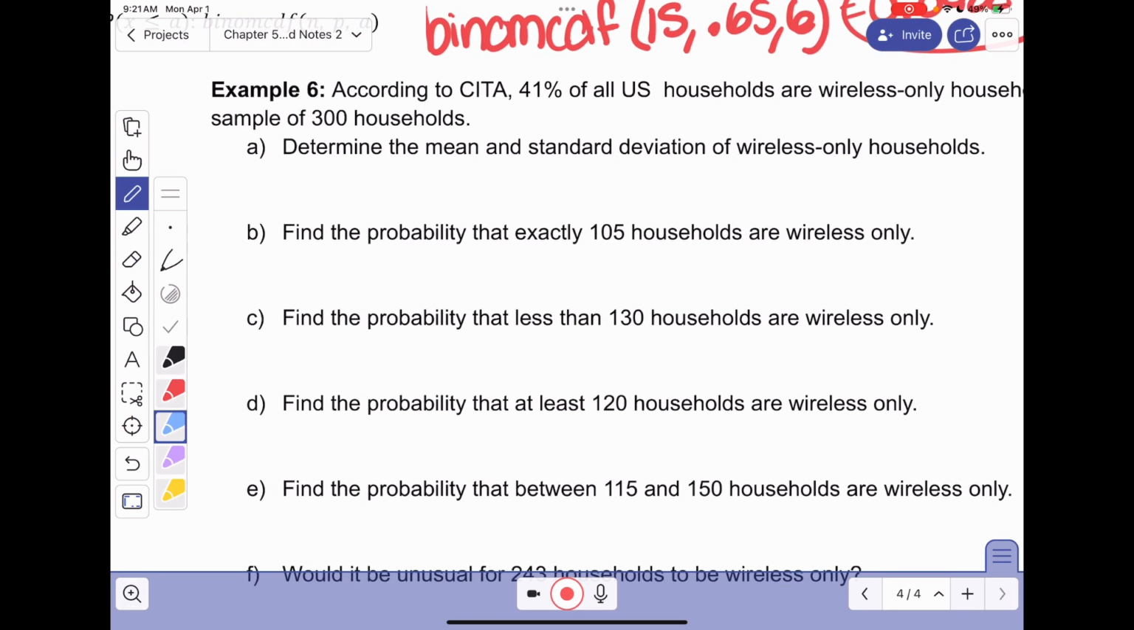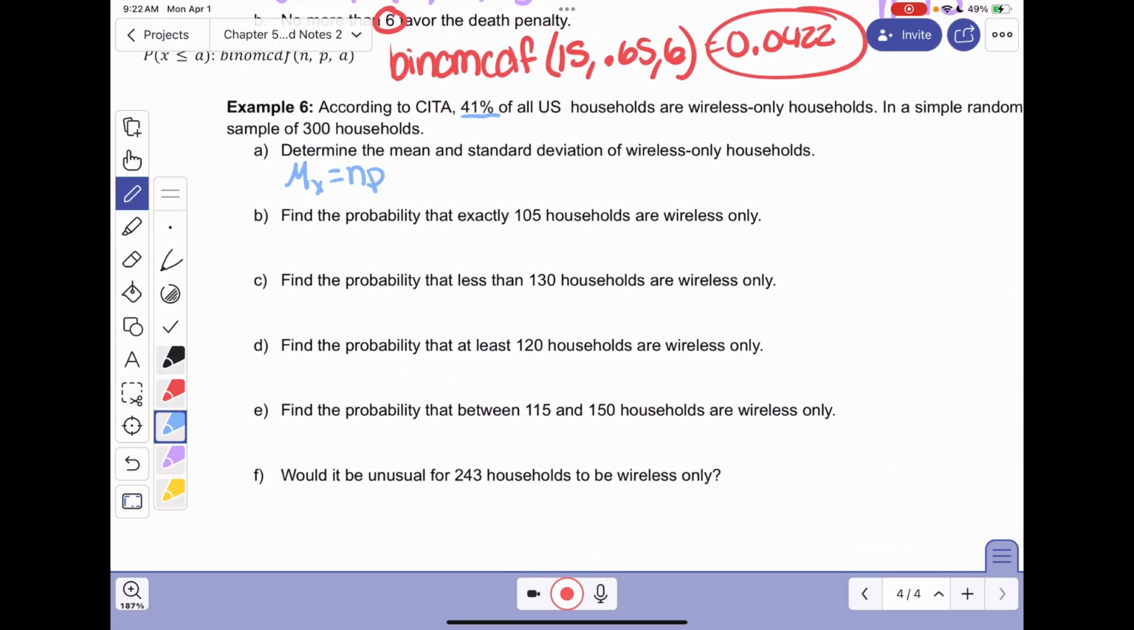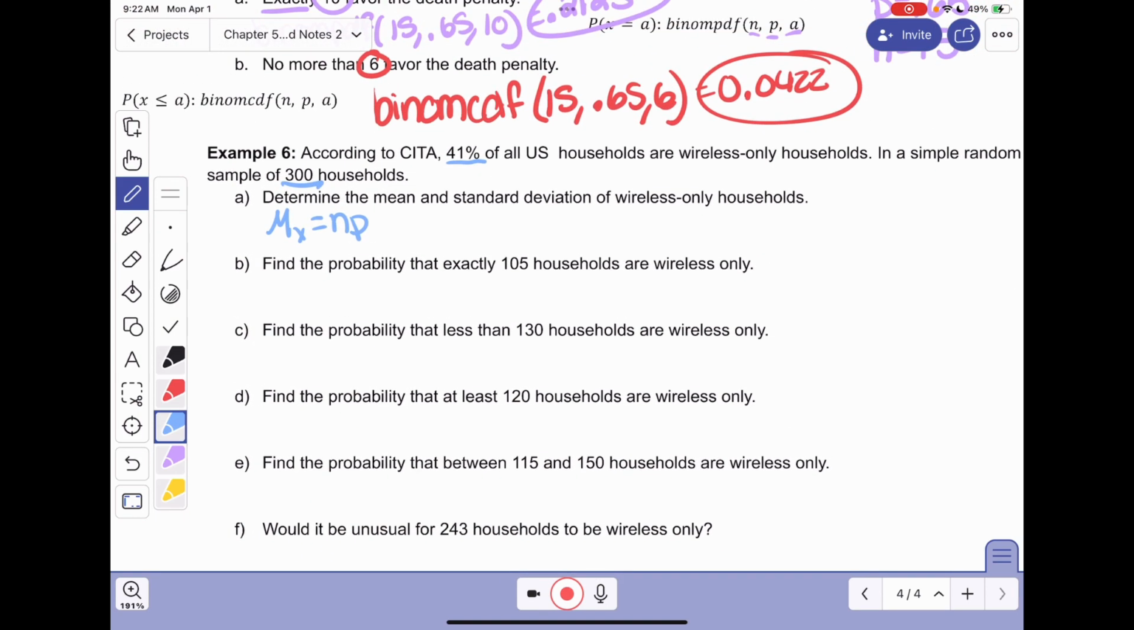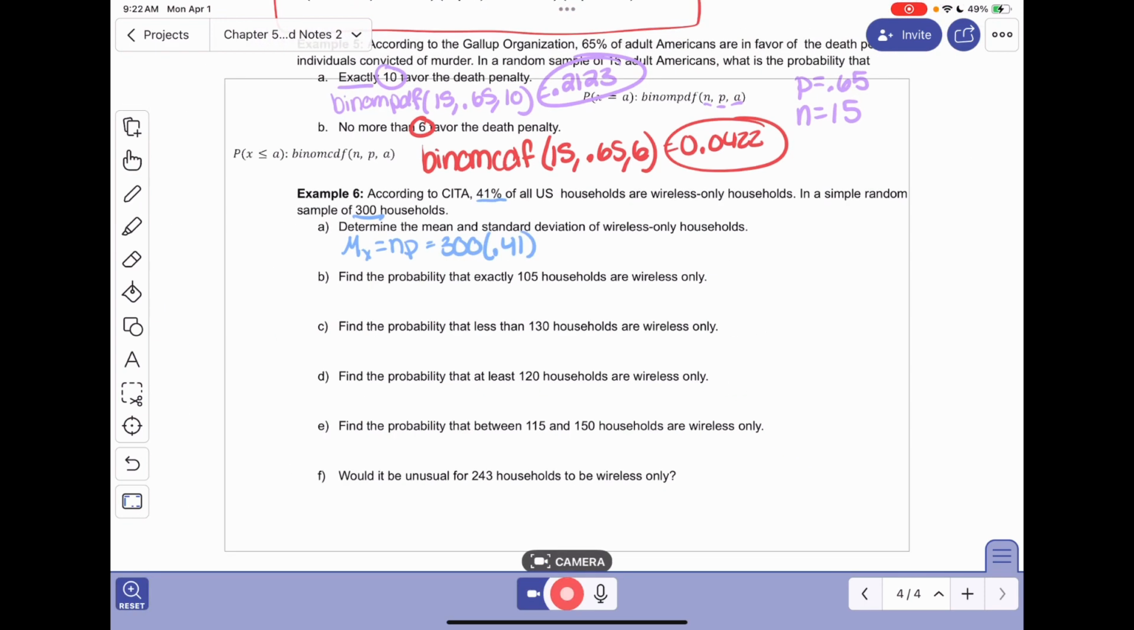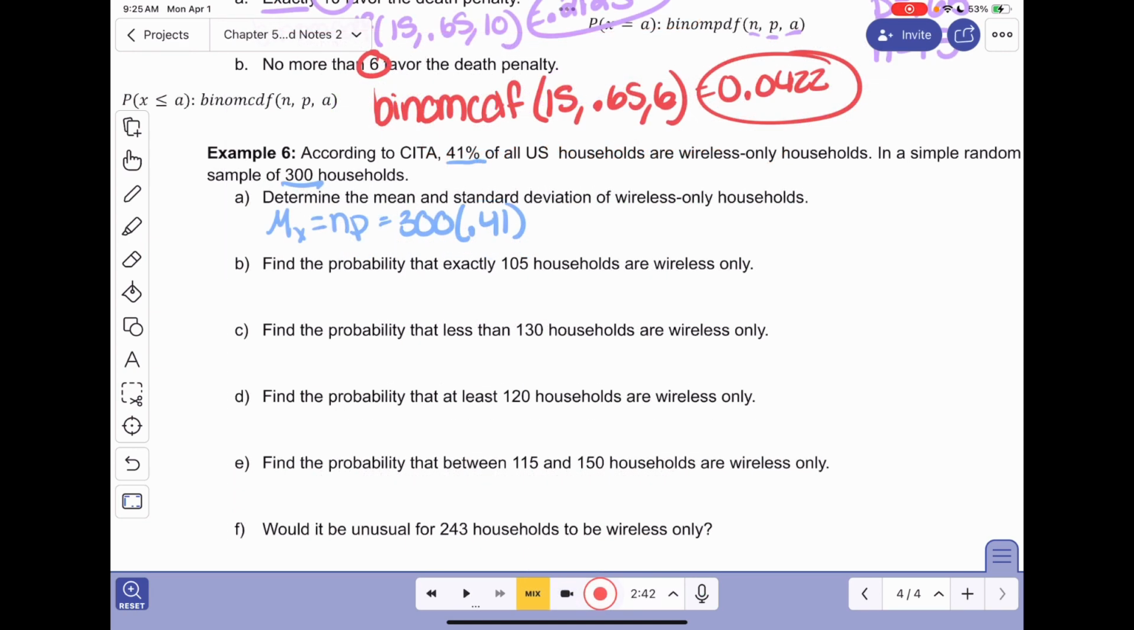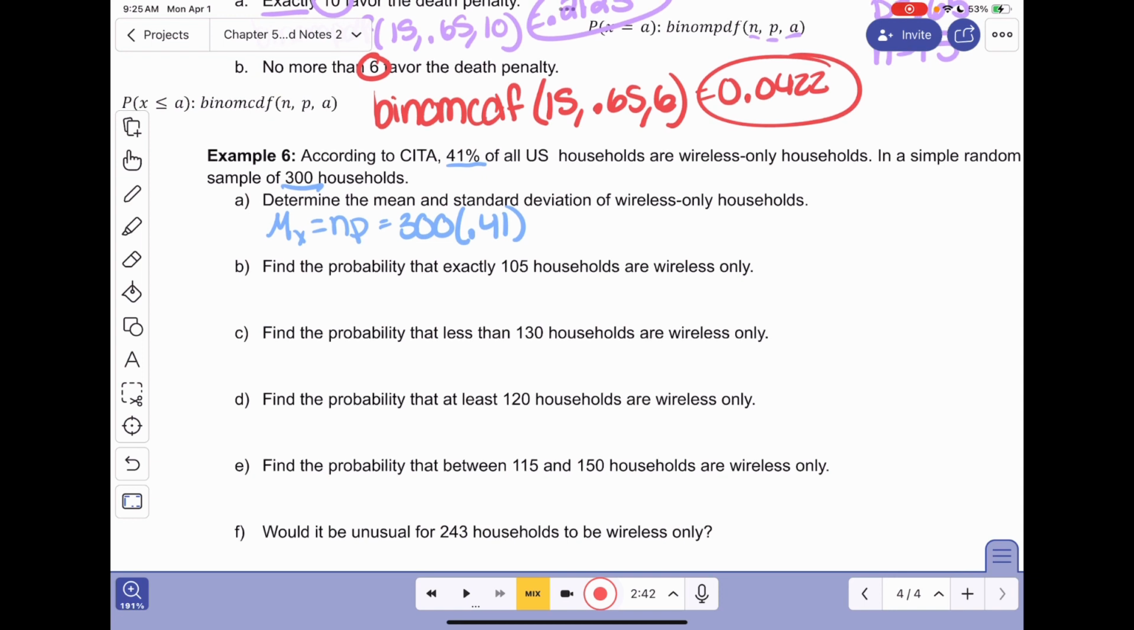So mean and standard deviation. This was mean sub X, which is NP. According to CETA, 41% of U.S. households are wireless only and a simple random sample of 300. So we're saying N is 300 and P is 0.41. All right, so 300 times 0.41 is 123. So the mean of these, if we asked all of these houses, we would expect an average of 123 if I did this a whole bunch of times.